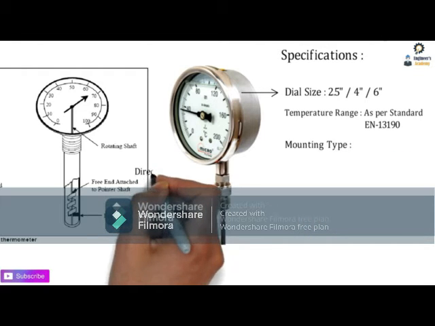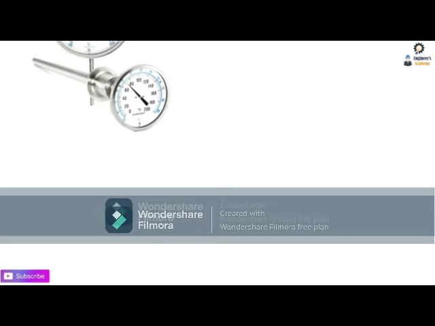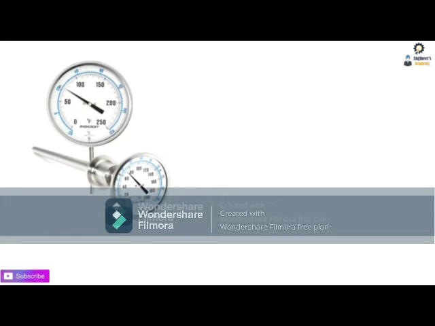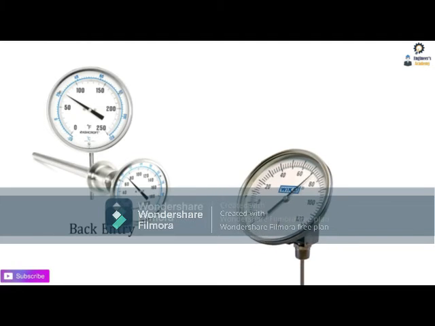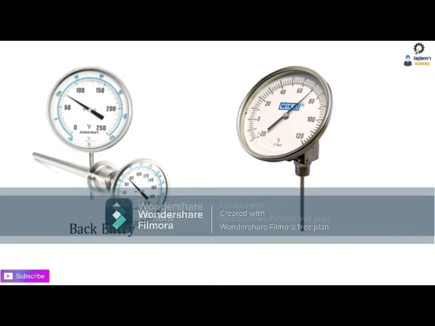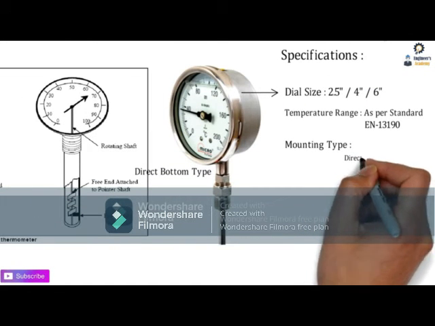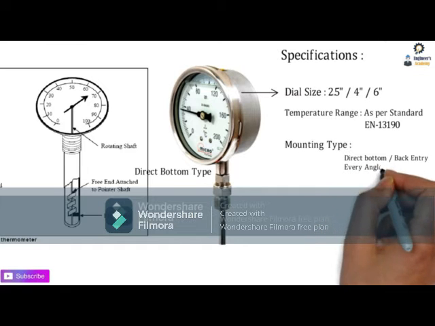The next one is the mounting type. The mounting which I have shown here is the direct bottom type. It can be changed to back entry, like a horizontal arrangement of the temperature gauge, where the vertical one is the direct bottom type. It can also be every angle type, so it can be viewed from every angle. This gauge has every angle type. So the mounting type can be direct bottom, back entry or every angle type.